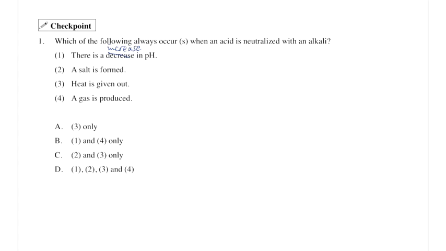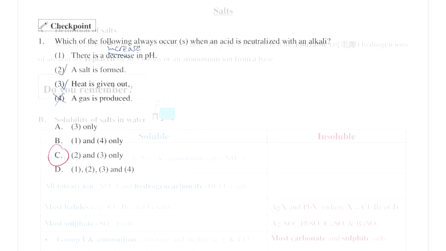Next one is salt is formed. Yes, neutralization gives out salt and water. Third one, heat is given out. Yes, for neutralization reactions, they are all exothermic. And fourth, a gas is produced. So remember, neutralization only produces water and salt, so no gas should be produced. So 4 is wrong. So the correct answer should be C.